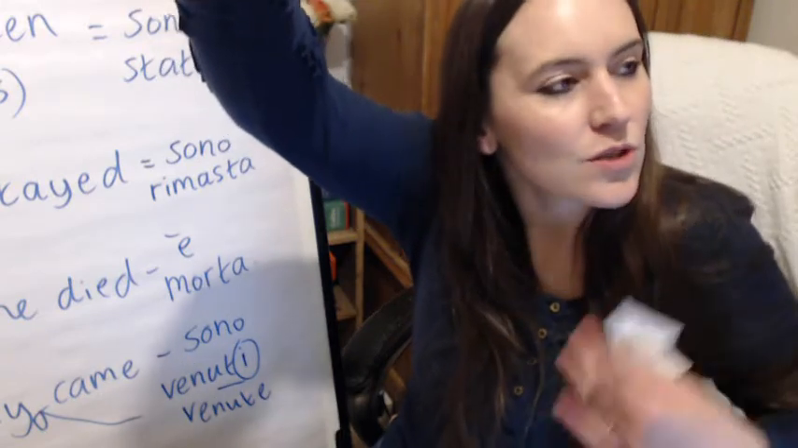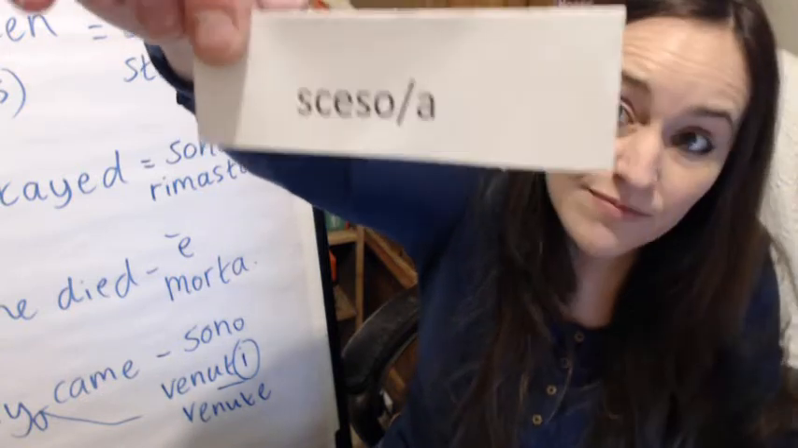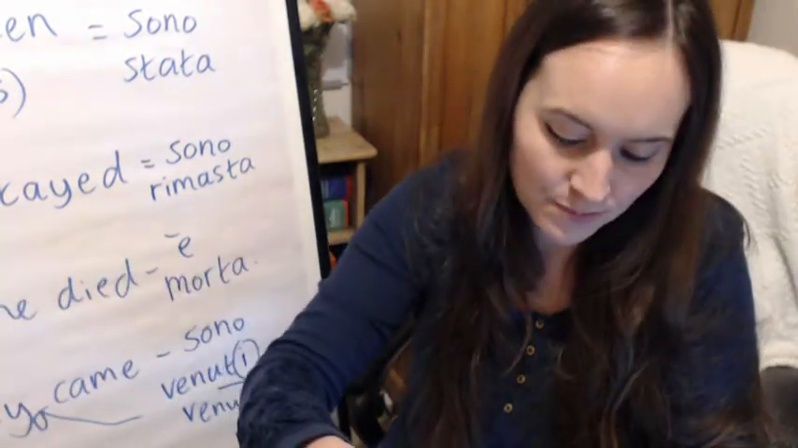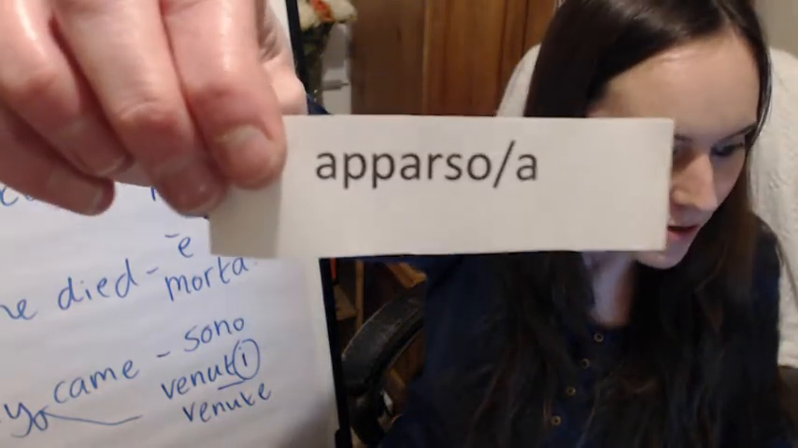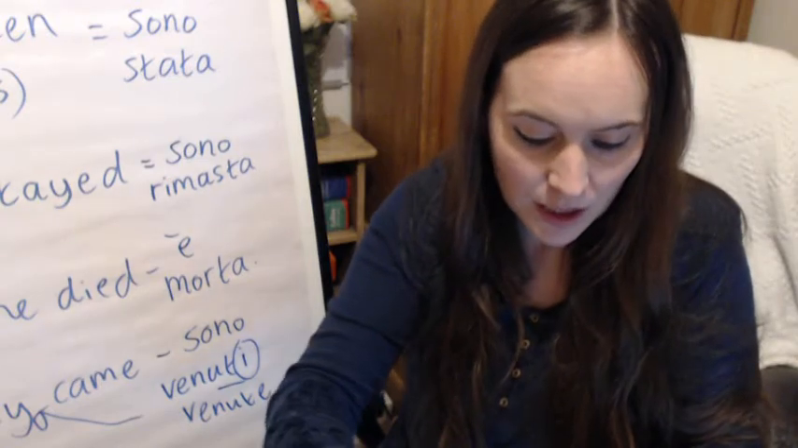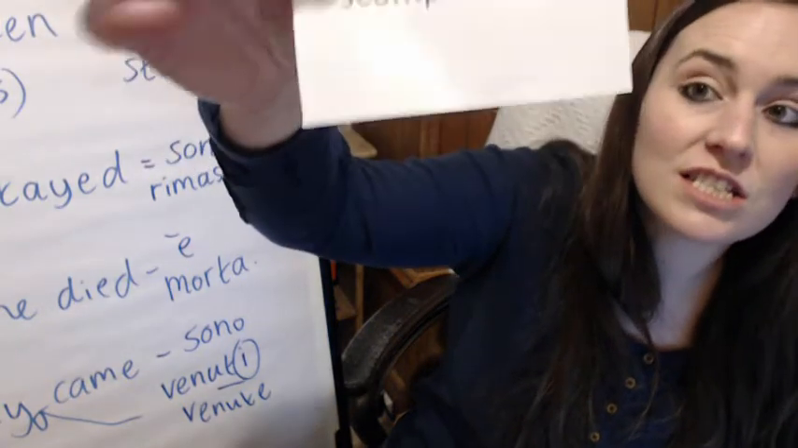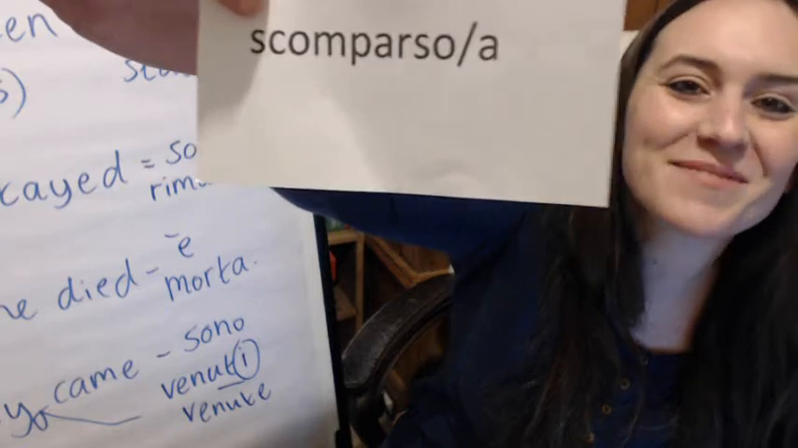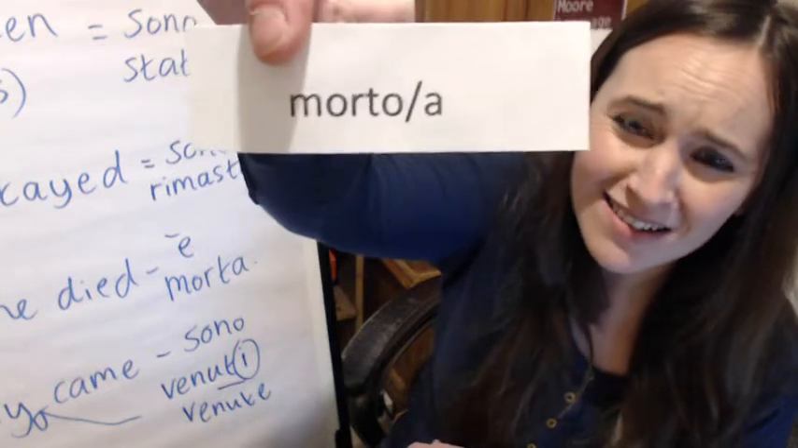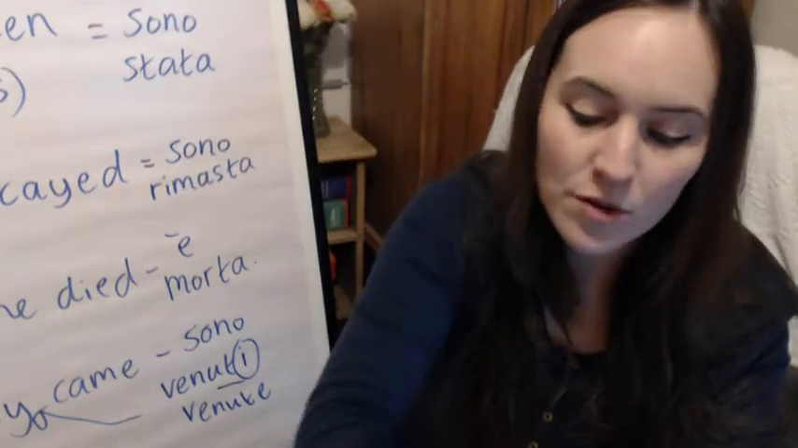Per esempio, sono scesa la collina. I came down the hill, to go down. From scendere, to go down. Or to get down from something. Apparso, apparsa. Apparsi, apparse. From apparire, to appear. Scomparso, scomparsa, scomparsi, scomparse. Disappear, like the S at the beginning of the word. Scomparso. Ah, è morto ieri. È morta ieri. So that's he or she died, from the verb morire.